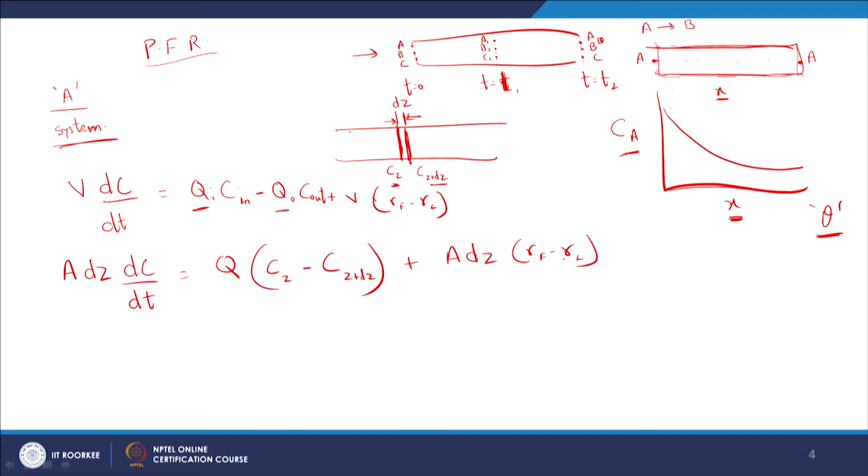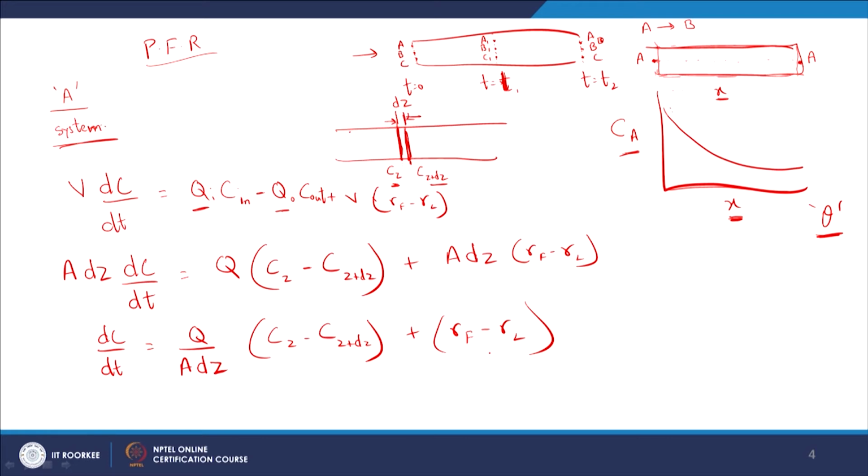So, what do I have here? And again I divide here by A dz, I guess, right. So, dc by dt is equal to q by A dz, right. Let us say that is what I have here. And what else do I have here? Cz minus Cz plus dz, right, plus rate of formation minus rate of loss, right. So, this is what we have here, right.